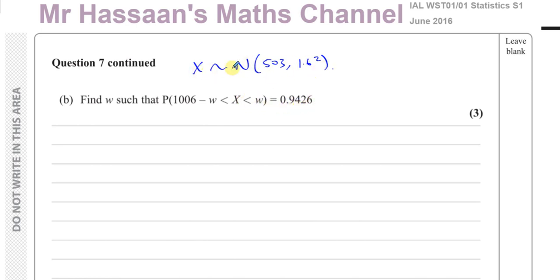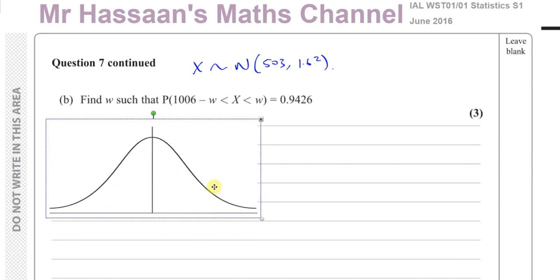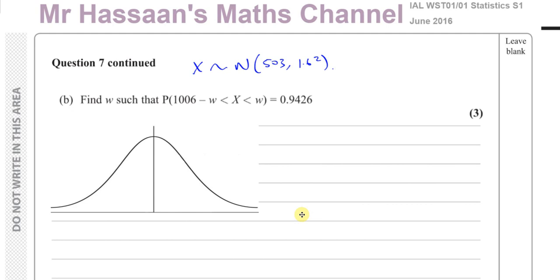This is the information that we had from the first part of the question about the normal distribution of X with a mean of 503 and standard deviation of 1.6. Now, in this case, we have to think a little bit deeper. So let me just bring the bell curve for us to have a look at. Okay, so we have the bell curve here. Now, let's make it a bit bigger so we can focus on it a bit more.